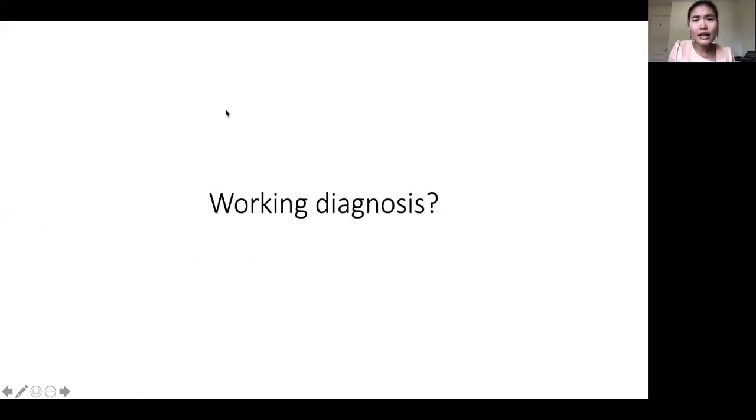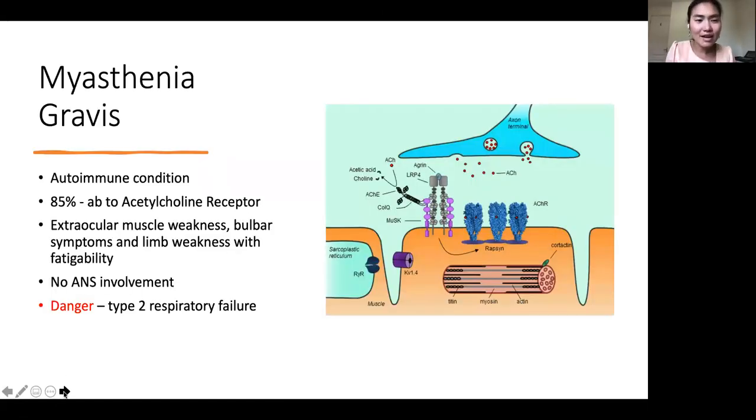So working diagnosis, again, interactive section. What do you think about the diagnosis? Oh, wow. Excellent. That's why I'm telling you, this group is more brilliant than the medical students here. Excellent, I'm very happy. Yes, myasthenia gravis. Again, it is an autoimmune condition.